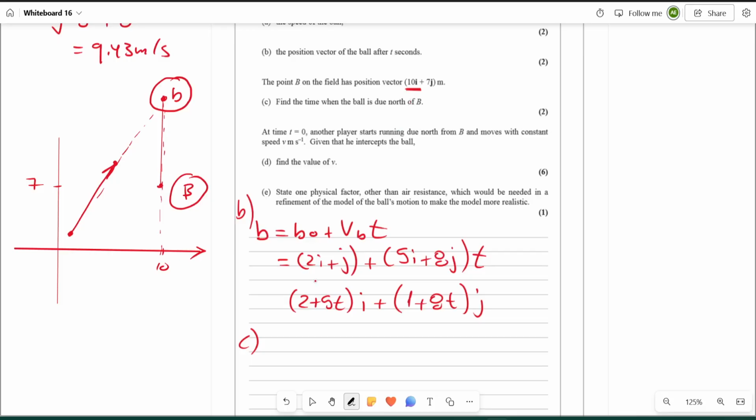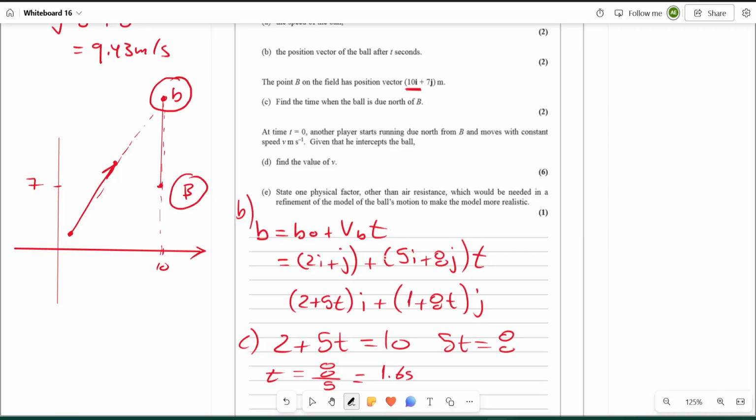So I want to know when is my ball going to have an i component of 10. So let me equate the i component of my ball, which is 2 plus 5t, to 10. I'm subtracting 2 from both sides, so I'm going to have 5t equals 8. So t equals 8 over 5, which is around 1.6 seconds.